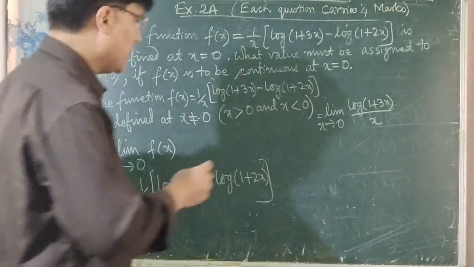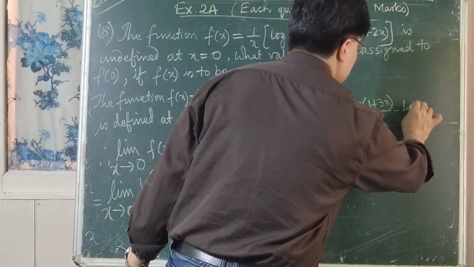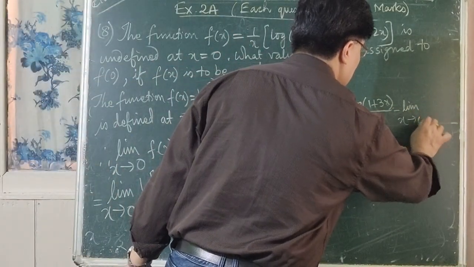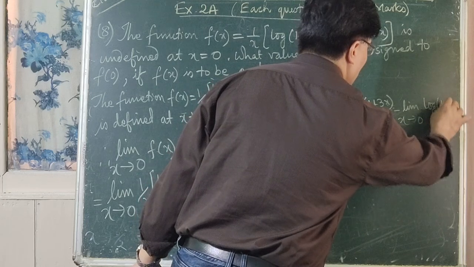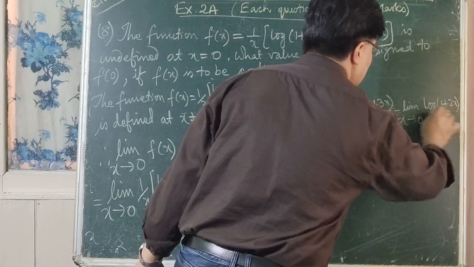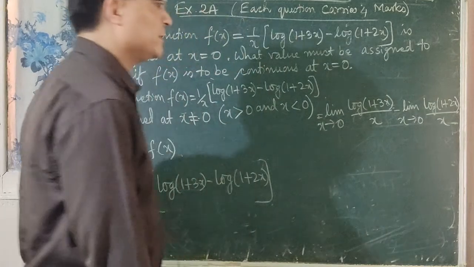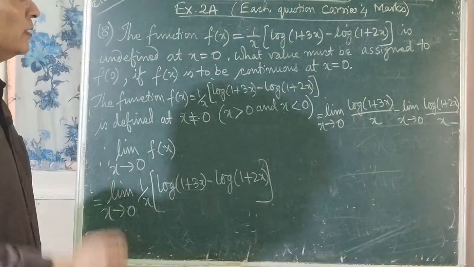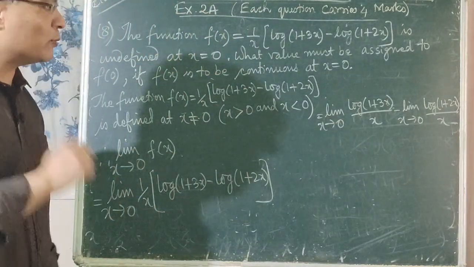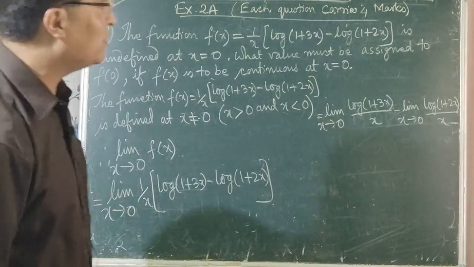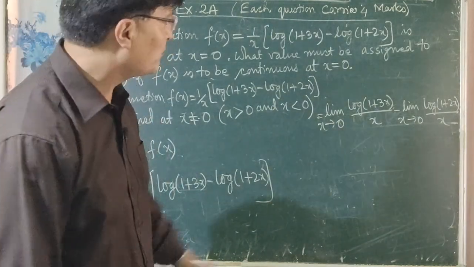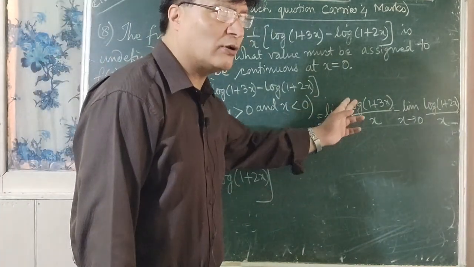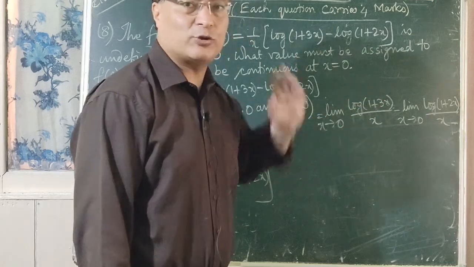What is the second term? Minus limit x tends to 0 log of 1 plus 2x divided by x. So I think you have understood it. Now what will you do here? You have to convert into standard limit form. You know the standard limit form. Limit x tends to 0 log of 1 plus x divided by x should be there.